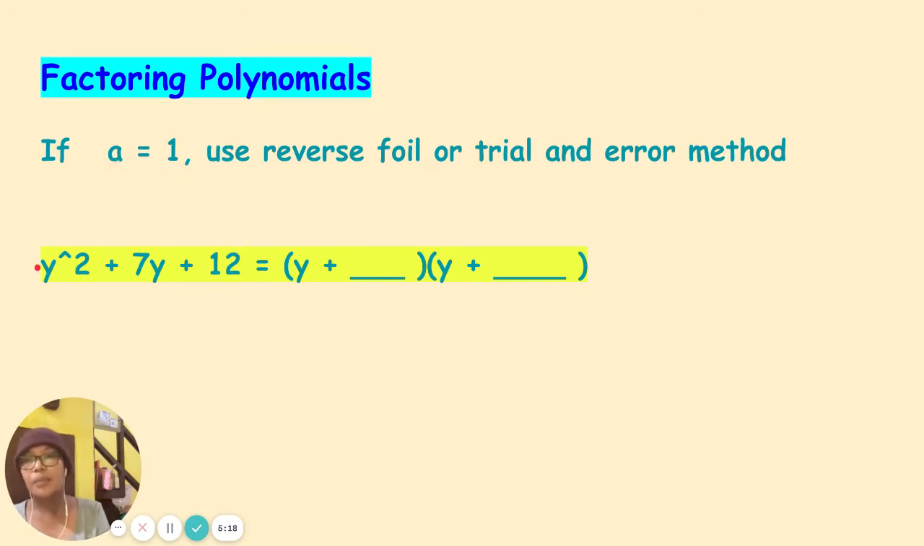So, this is your A, therefore, nothing is written beside it. So, that is understood 1. Right? So, that is understood 1. When A is understood 1, you use reverse FOIL. So, remember, you review our FOIL method or trial and error.